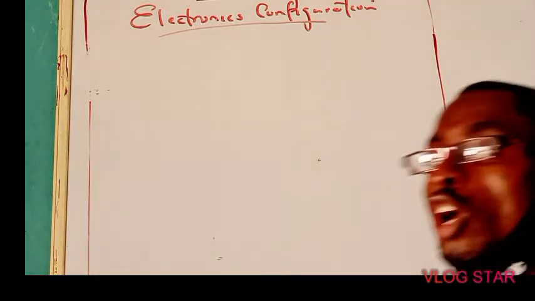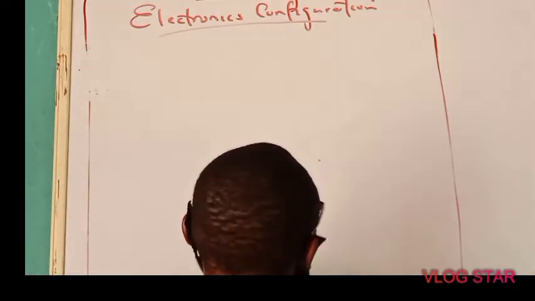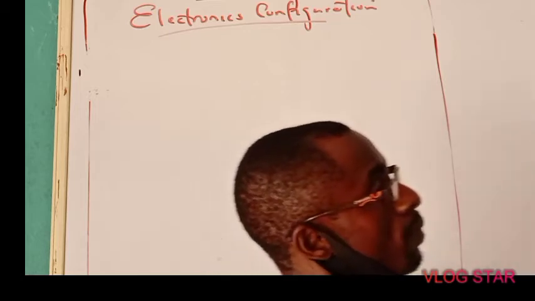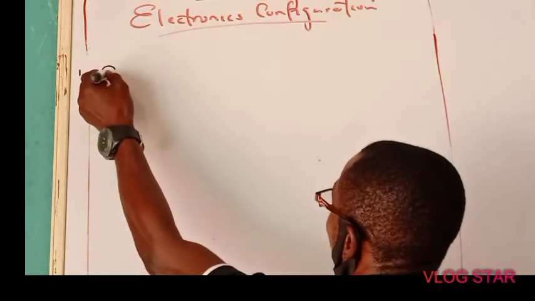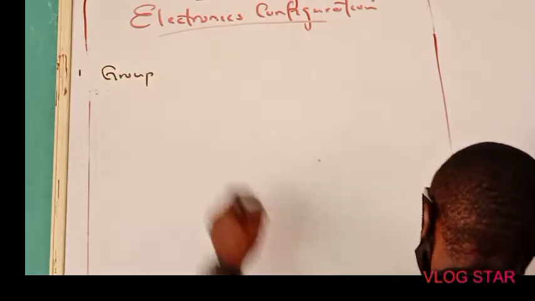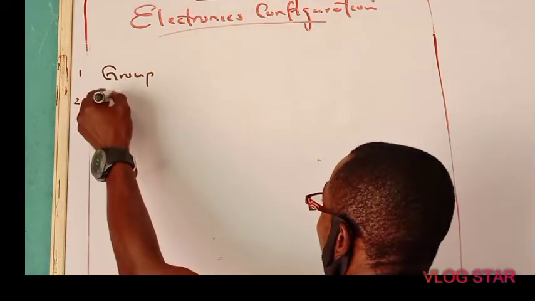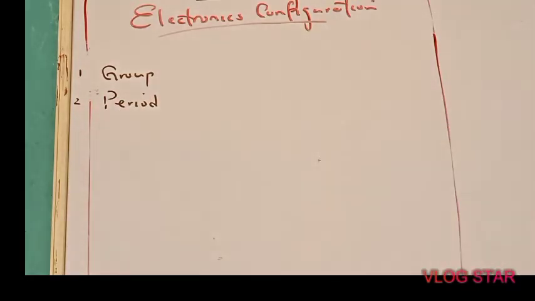The electronic configuration of an atom can tell us the following. One, the group the atom belongs to. Two, the period the atom belongs to.